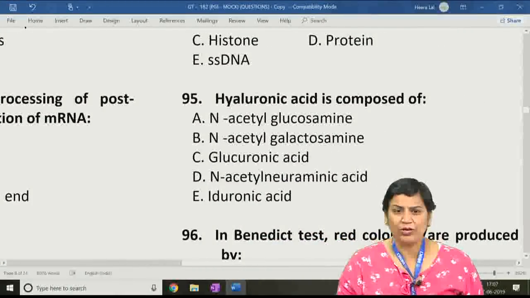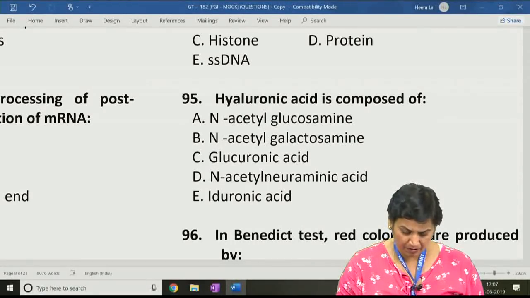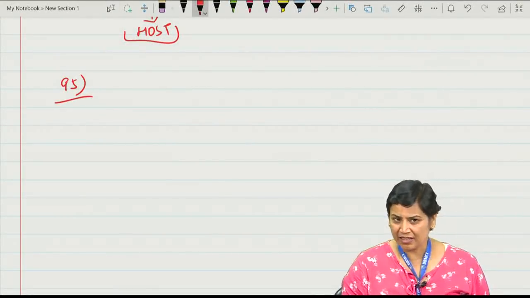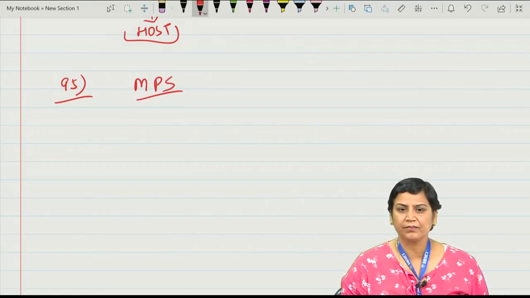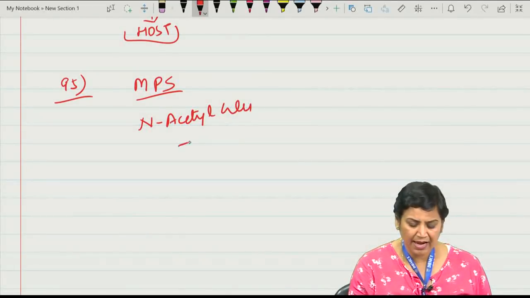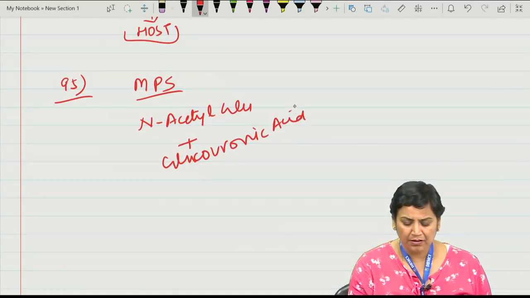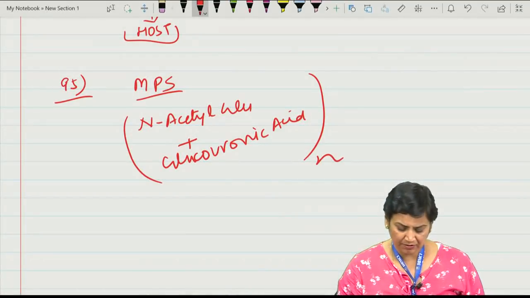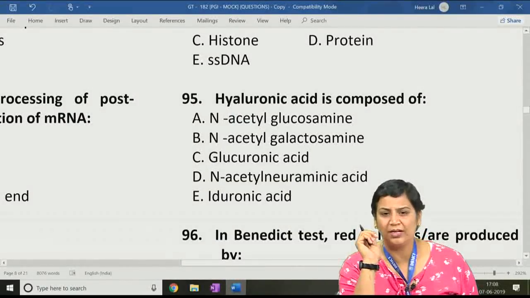Then question 95, hyaluronic acid is composed of. Now see, hyaluronic acid is what? It is present in the bacterial cell wall and it is nothing but a mucopolysaccharide which has N-acetyl glucosamine and glucuronic acid, the repetitive units of this. So the answer is what? It is composed of N-acetyl glucosamine and glucuronic acid.